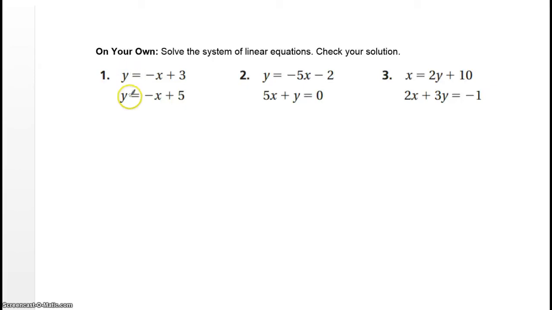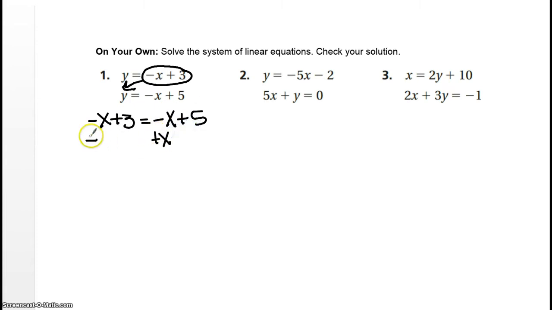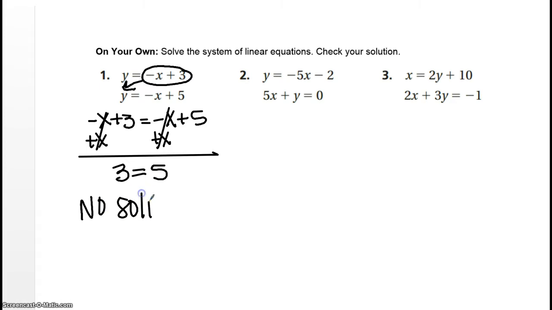This first one, whenever I see y equals and y equals, keep in mind you can pick any method, but whenever I see y equals and y equals, I always want to do substitution. So I have negative x plus 3 equals negative x plus 5. If I add x to both sides, these both disappear, and I'm left with 3 is equal to 5. And I know that 3 is not equal to 5, so this would be no solution.